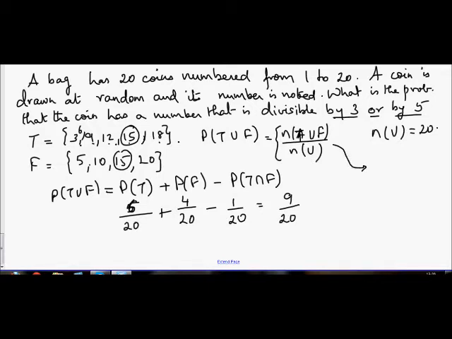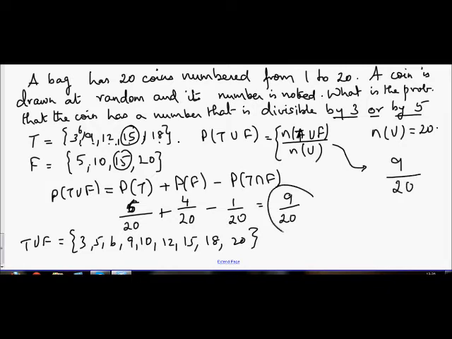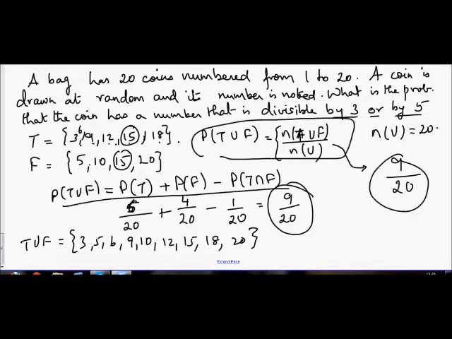Actually you can do this directly as well. You can just find what T union F is, which is 3, 5, 6, 9, 10, 12, 15, 18 and 20. If you count them, there are 9 numbers, so 9 out of the total 20, and you get the same answer. Either you can use the formula like this, or you can directly count.